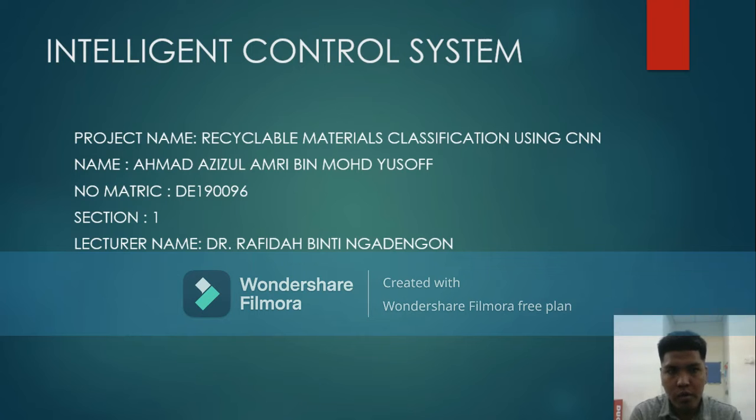Now I would like to present about Assignment 1, Intelligent Control System. The project name is Recyclable Material Classification using CNN.